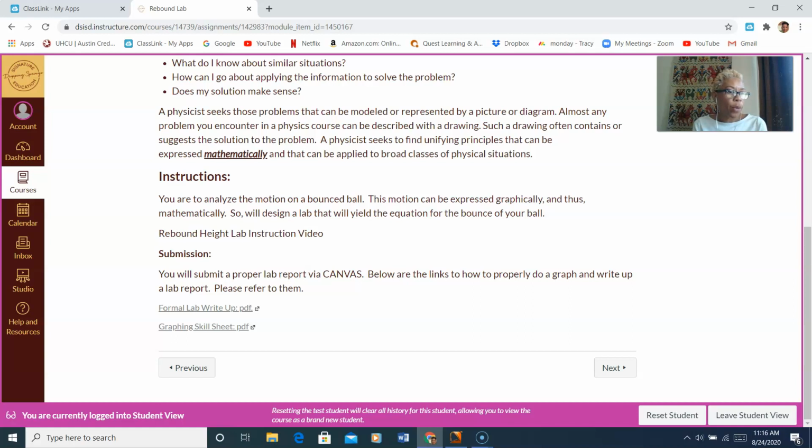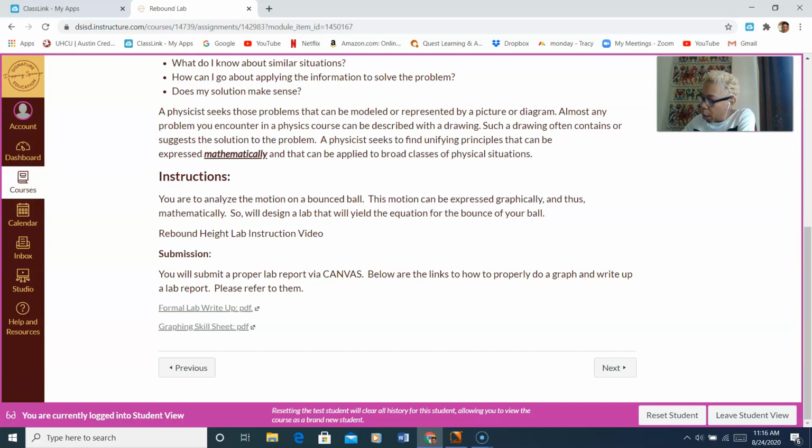For a lab, you need a minimum of 8 pieces of data. So be careful. You don't want to release the ball 8 times from the same height. You're only going to verify 1 piece of data. You need to release the ball from 8 different heights to get 8 different rebound heights. And you're going to place this data in a table. And I'll show you the formal lab write-up in just a moment.